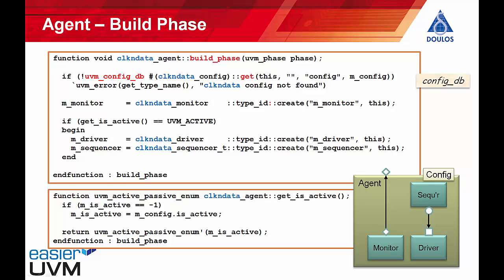In the Easier UVM coding guidelines, what we do is to override the get_is_active method, which is permitted by the letter of the UVM standard, and we override that method in order to retrieve that flag from the corresponding config object. So here within get_is_active, you can see we're pulling out the is_active field of m_config. That was a reference to the config object from the configuration database, and we're using that flag as the value returned from get_is_active, which determines whether or not we're instantiating the sequencer and the driver.